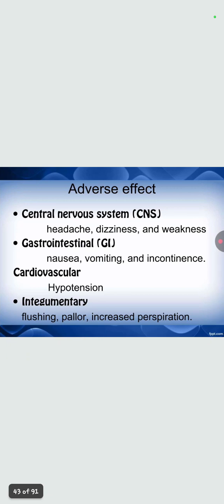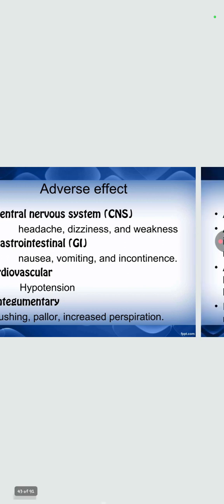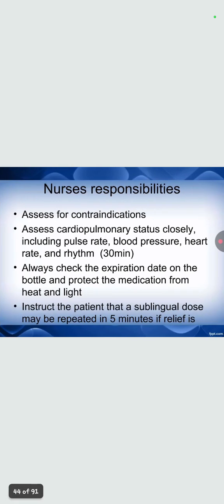Contraindications are hypersensitivity, anemia, head trauma or cerebral hemorrhage, pregnancy and lactation. Adverse effects: in the CNS, headache, dizziness, weakness; in the GI, nausea, vomiting, incontinence; in the CVS, hypertension; integumentary, flushing, pallor and increased perspiration. Nurse responsibility: assess for the contraindications, assess the cardiopulmonary status closely, including the pulse rate, blood pressure, heart rate, and rhythm.